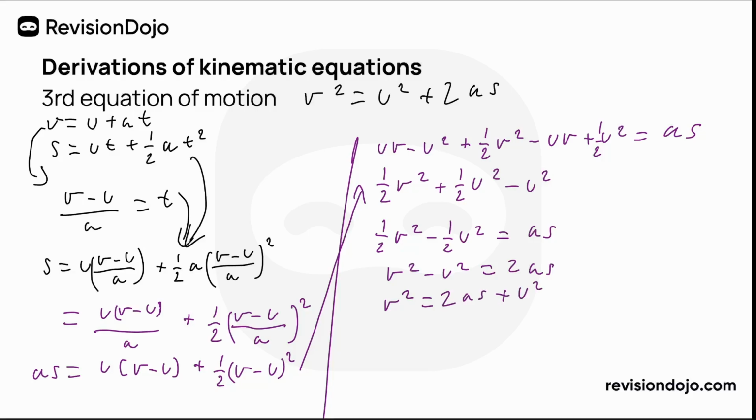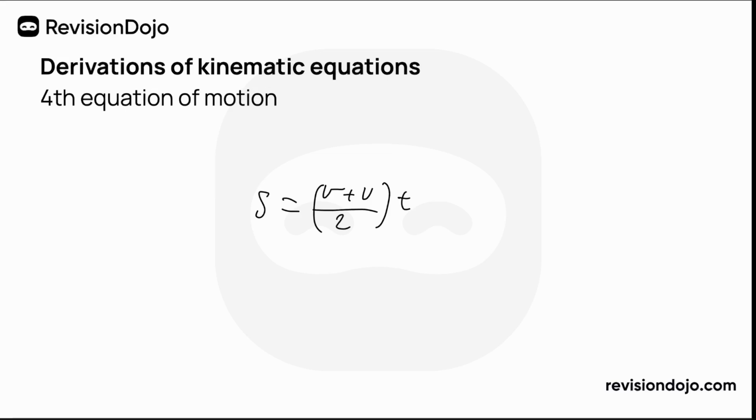Alright, so that is the derivation. If you have any questions about the math here, do drop a comment. I understand it can be a little bit complicated, and each step can demand quite a bit of algebra. So if you have any questions, please don't hesitate to ask. That is it for the derivation of the third equation of motion, which as you can see is a child of the first two equations.